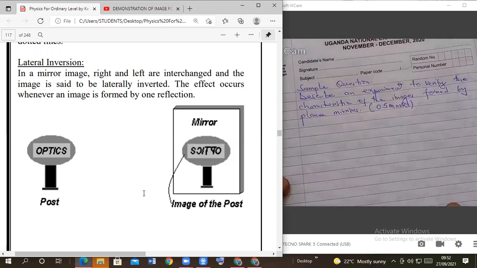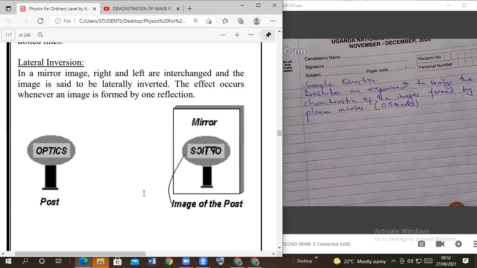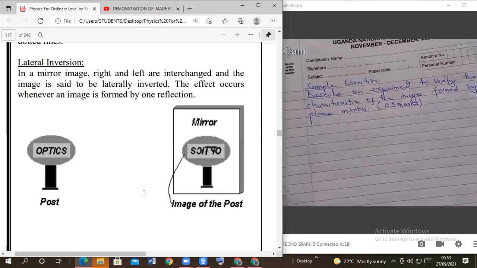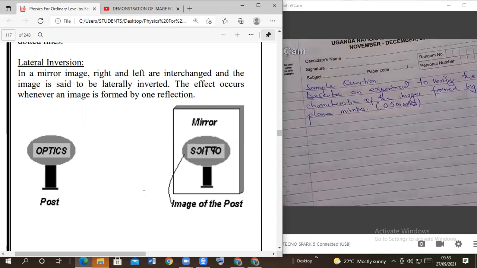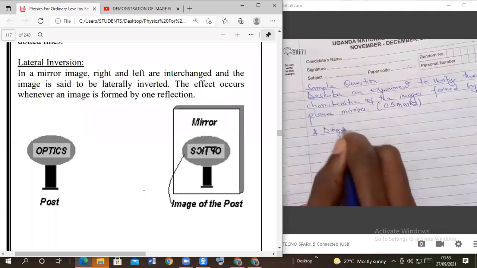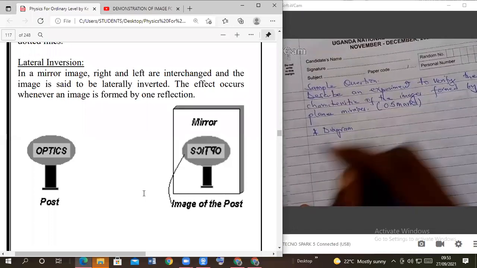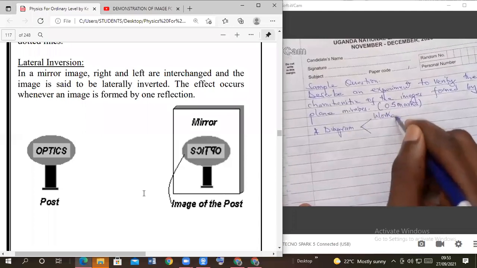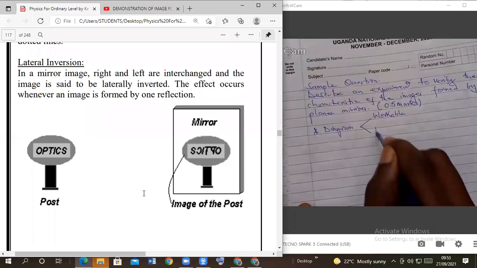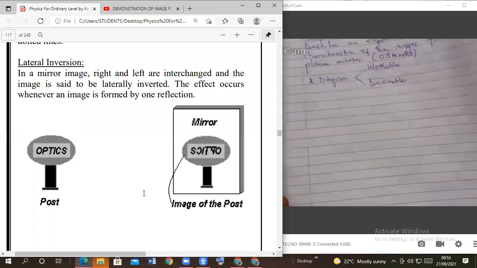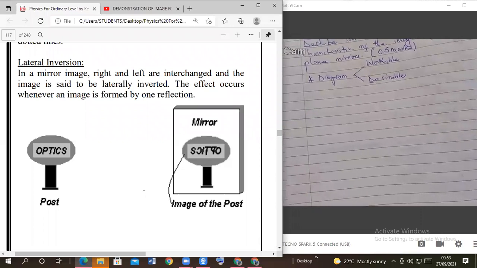And we said experiment. You don't explain an experiment, members, you describe it. So in this question, what do we need first? Diagram, not so? And we said the diagram in physics must be workable and desirable. So let's draw the diagram.